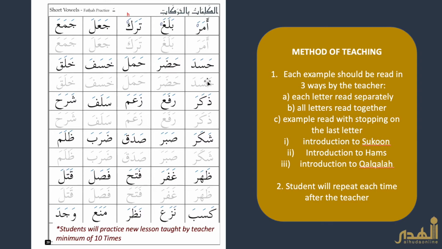Now another concept that will be introduced in this page will be qalqala. So let's look at how that would be done in this word here. We have the word ha, sa, da. Then the student will repeat ha, sa, da. Then all together, hasada. And then when you're stopping, again, there will be a sukoon on the dal. Correct? And then not only that, we will also do qalqala.